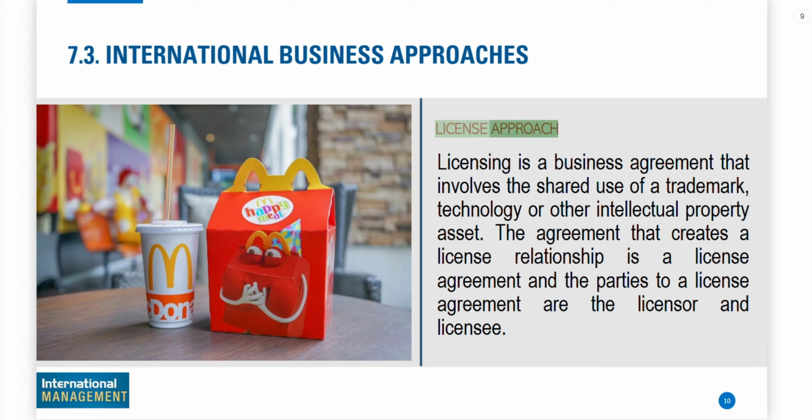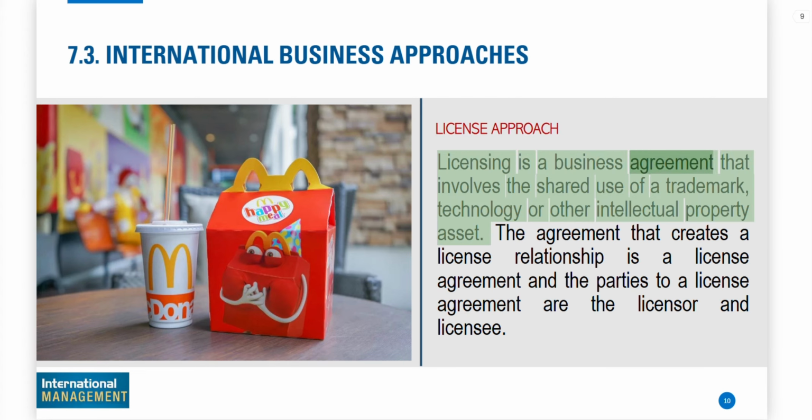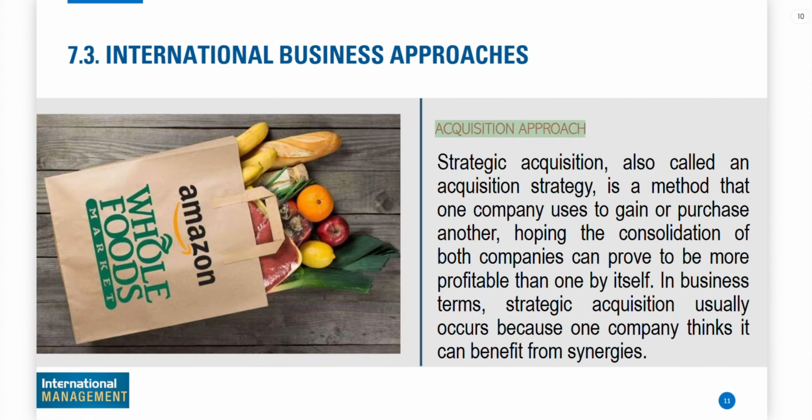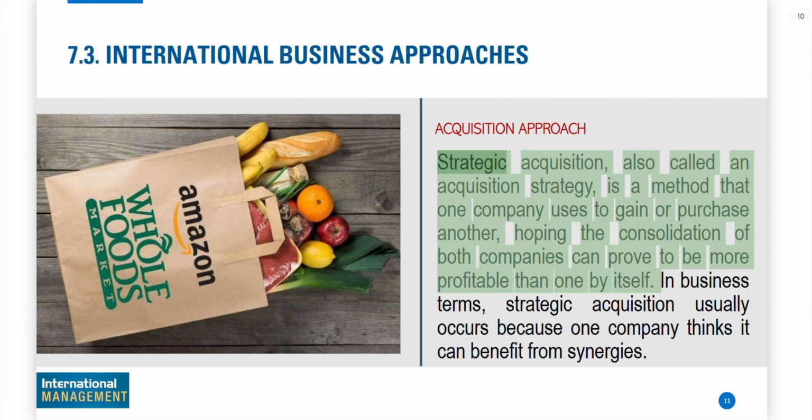License approach. Licensing is a business agreement that involves the shared use of a trademark, technology, or other intellectual property asset. The agreement that creates a license relationship is a license agreement, and the parties to a license agreement are the licensor and licensee.